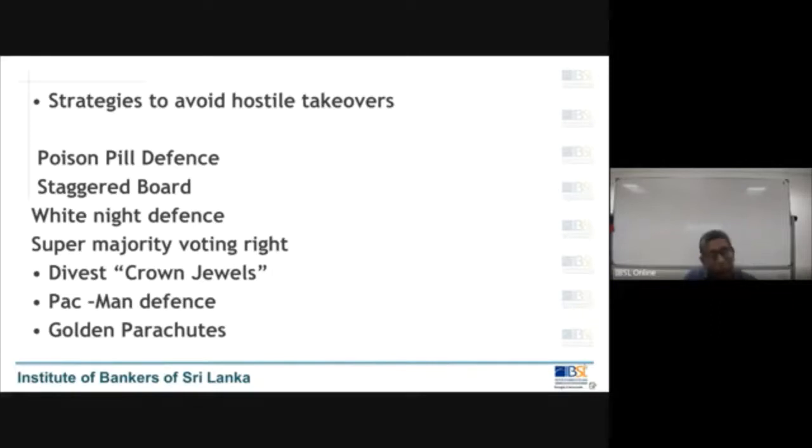Now, what do you mean by hostile takeover? Without the concern of the targeted company's management, one organization is going to acquire that organization, and that is called a hostile takeover. That means one organization's management and staff are not willing to be taken over by Mr. X, but still he takes over. It's called hostile takeover. So what are the strategies that particular organization can take to avoid a hostile takeover?